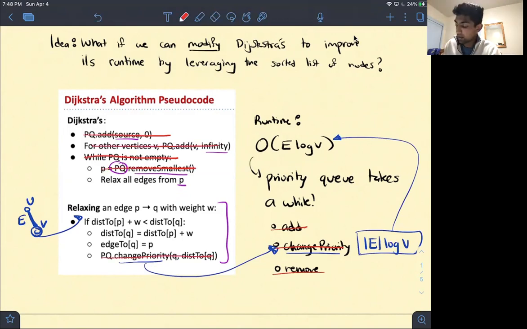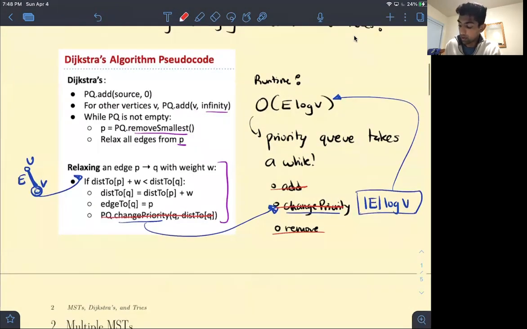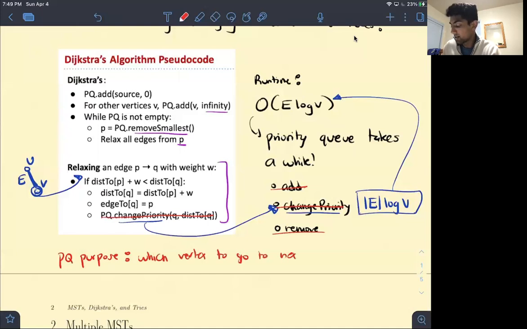Okay, so why can we potentially take this direction? How could this possibly work? Well, let's recall here that the only purpose of this priority queue is to tell us which vertex to look at next. This is very important, so I'm going to write that down again. The priority queue purpose: which vertex to go to next. All right, that's the question the priority queue helps us solve.